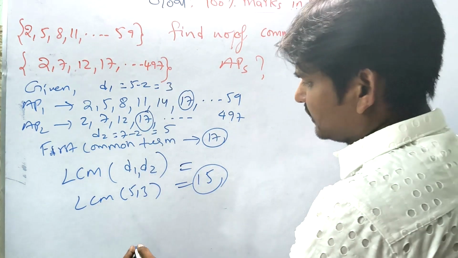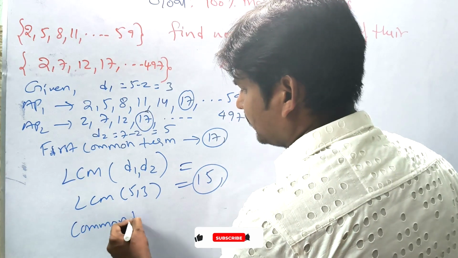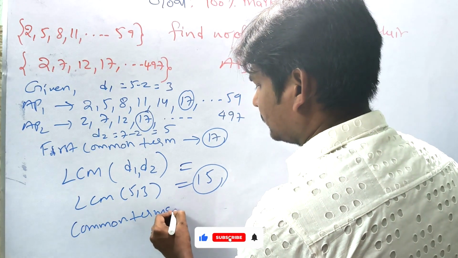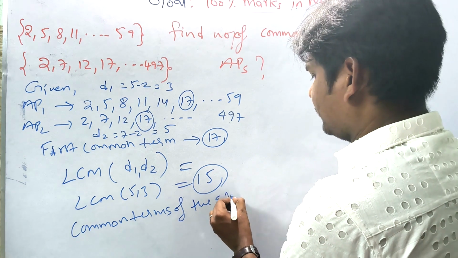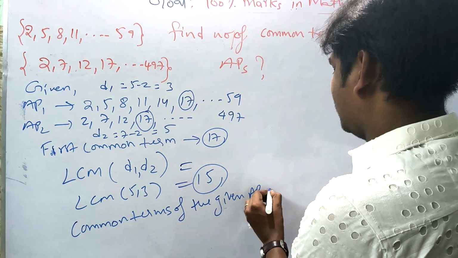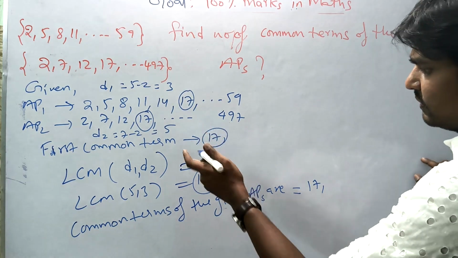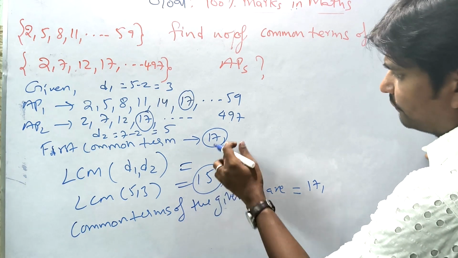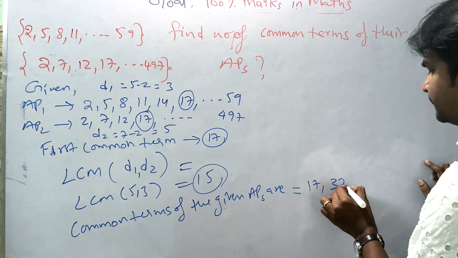Now next, when will you get the common terms of the given APs? See here: the first term is 17. Next, if you add plus 15 again, 17 plus 15 is what? 32.